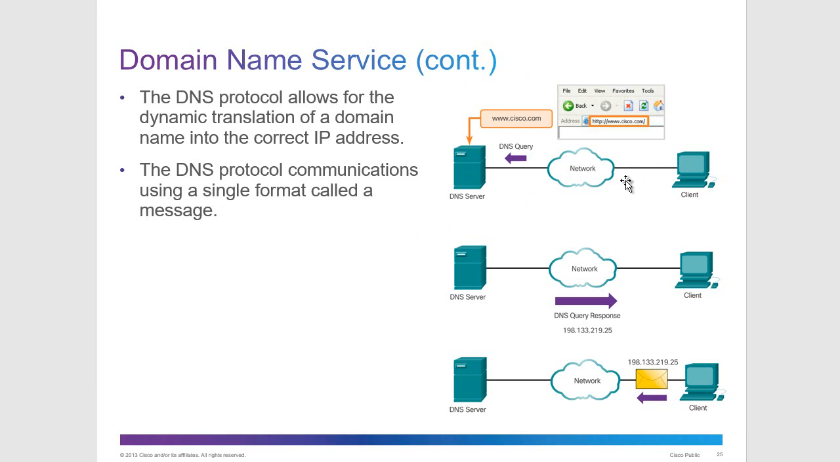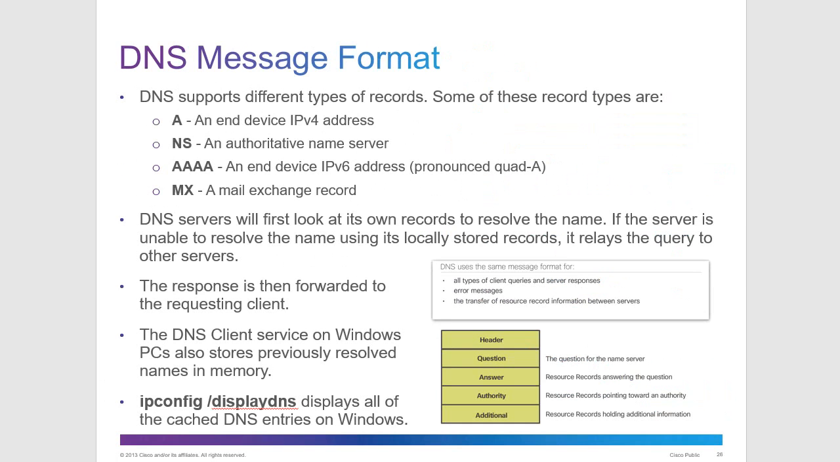Okay, so this is a DNS protocol. Communications use a single format called a message. So a DNS message is sent out, and a DNS message comes back. DNS supports 4 different types of messages. You've got your IPv4, which is just an A. You've got an authoritative name server, which is an NS. You've got your Quad A, yes, pronounced Quad A, which is for your IPv6 addresses. You've got MX for your mail exchange record. Those are the types of records that are supported.